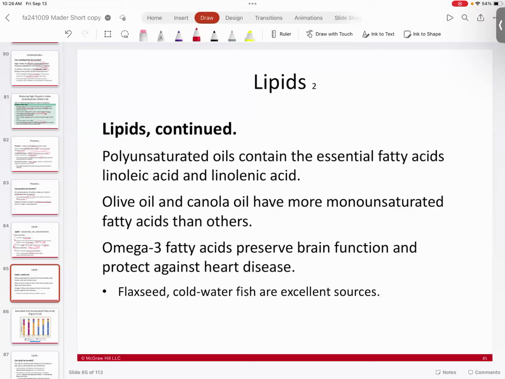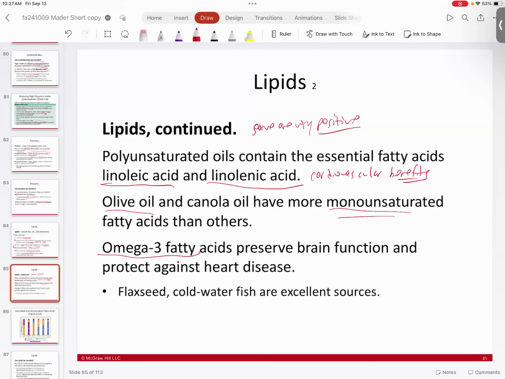So there's actually some oils, however, and some fatty acids that are really, really positive for the cardiovascular system. For instance, linoleic acid and linolenic acid are two fatty acids that really have good beneficial cardiovascular benefits. So olive oil, canola oil, these tend to have more monounsaturated, so they're healthier than most other fats.